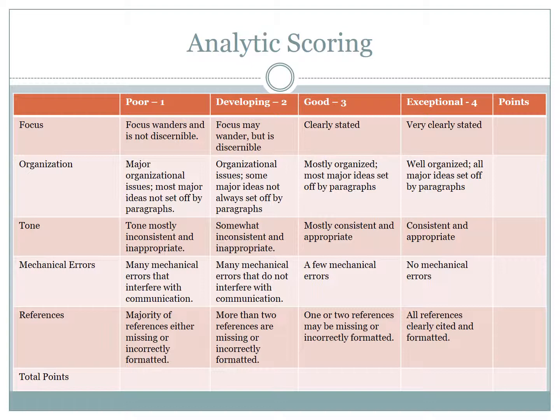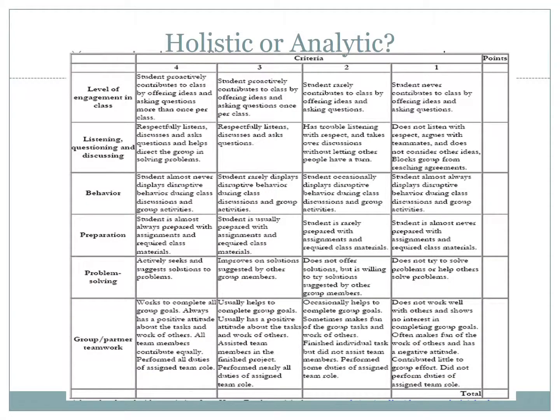So analytic scoring is used when you want to give very specific feedback on areas to improve with the student. Holistic scoring is used when you want to just give some general guidelines and score more quickly. So let's look at these and see if you can guess whether the rubric is holistic or analytic. So this is a rubric for group work, it looks like. Is this holistic or analytic?